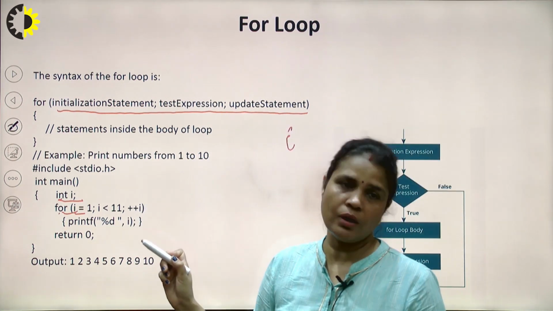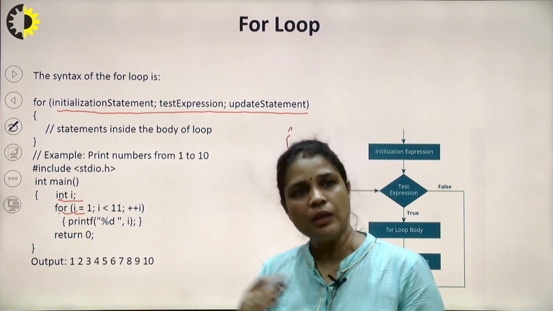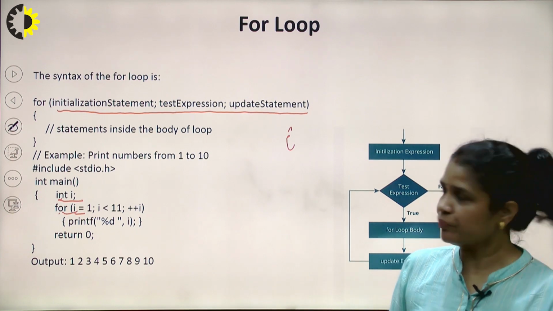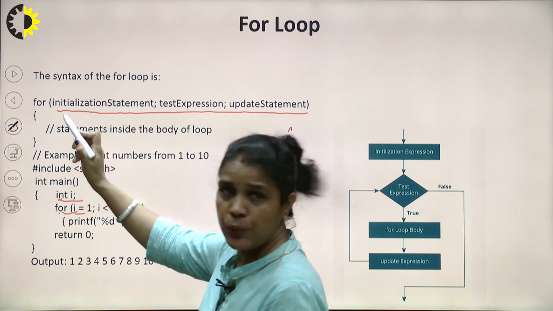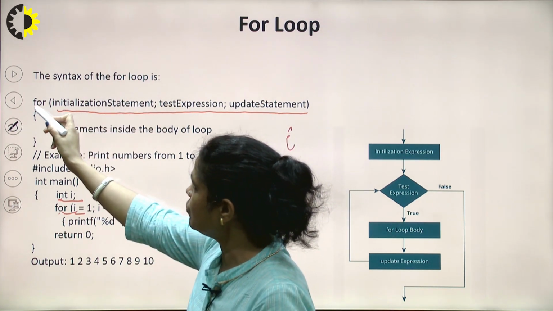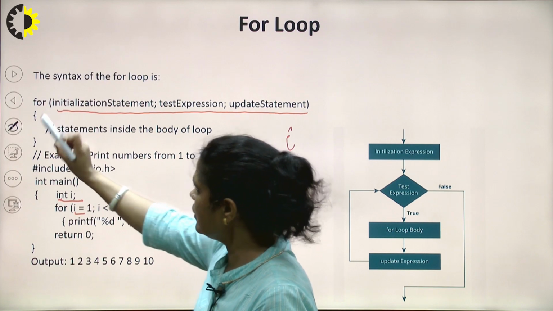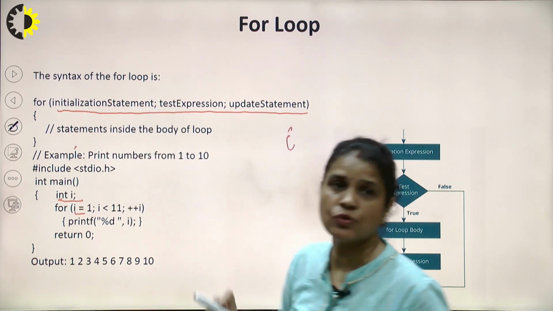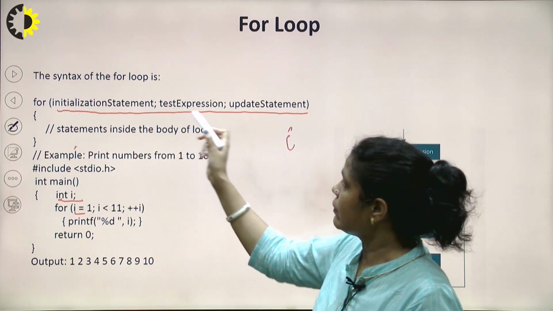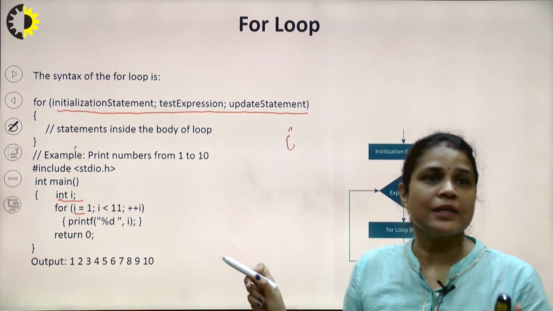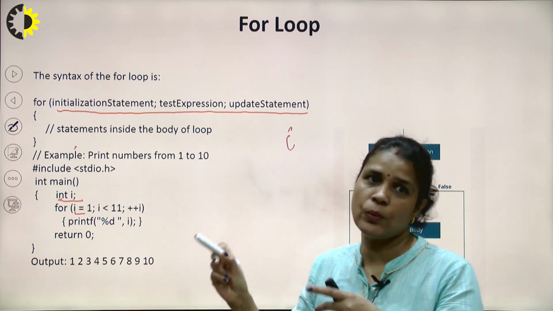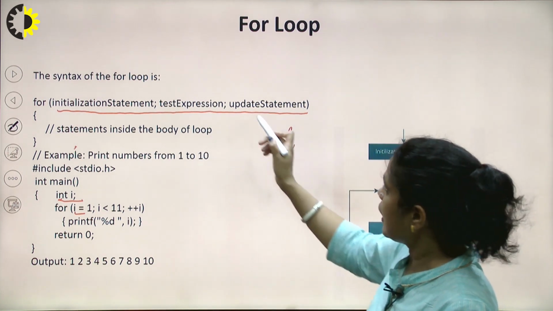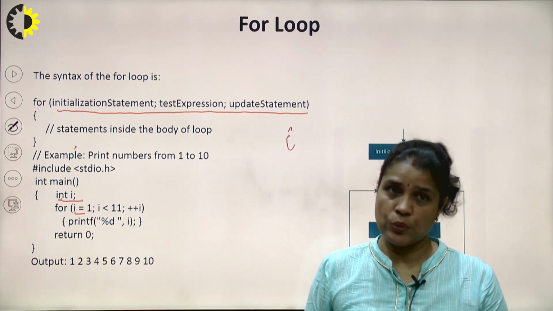And the third statement is the updation of the counter. So, what is the counter here? i. So, we'll update it. We can increase or decrease the counter as per the requirement, as per the logic. Okay. So, what we need to understand is, when we write a loop, we write this for keyword here, and in small brackets, we need to write three things. First is the initialization of the counter, and then the second statement is the test expression. If this expression is true, then only the loop statements will be executed. The statements which are associated with the loop will be executed, right? And the third statement is the updation of the counter, right?